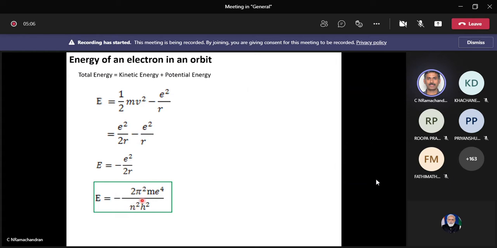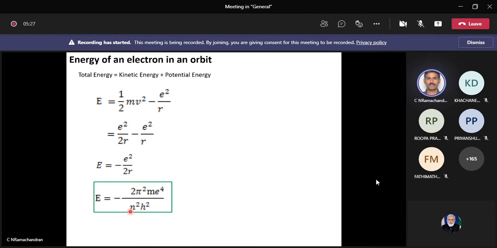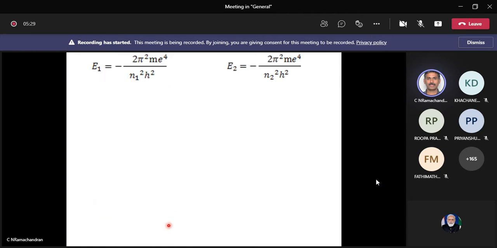Depending upon the value of n, if n is a very high value, this will be a very small value, and if it is a very small value, then that denominator will be a very high value. Accordingly, you can have the energies of various orbitals depending upon the quantum number here. If you substitute n equal to 1 and n equal to 2, you can see how it is just an expression.